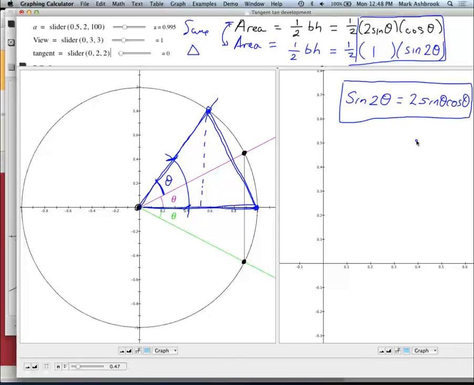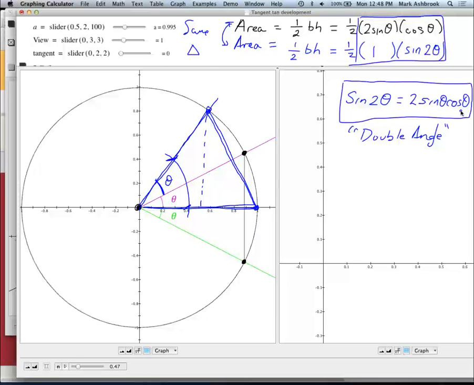Did you see what happened? See how I made that conclusion? Those triangles are the same, so their areas are the same. So then base times height is the same as base times height. This is called the double angle identity for sine. Sine of twice the angle is 2 times sine of the original angle times cosine of the original angle.